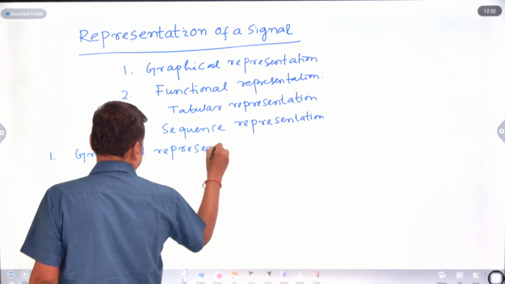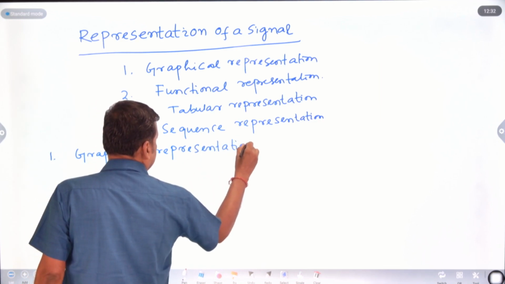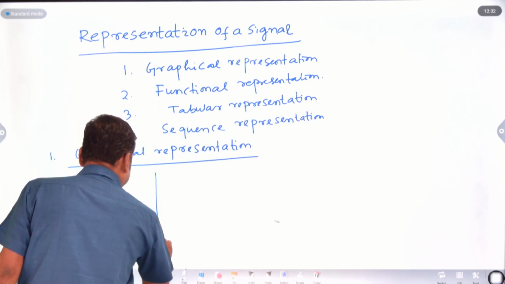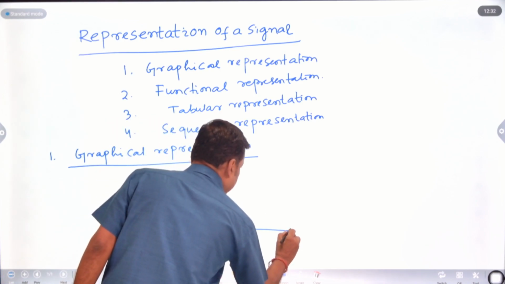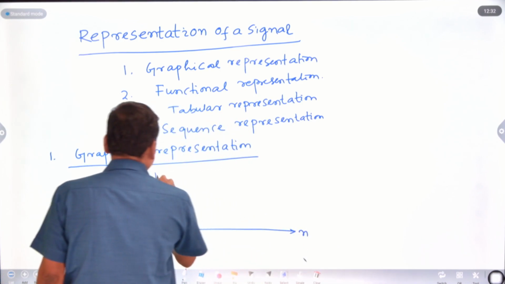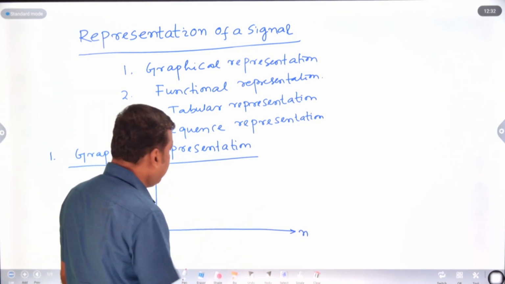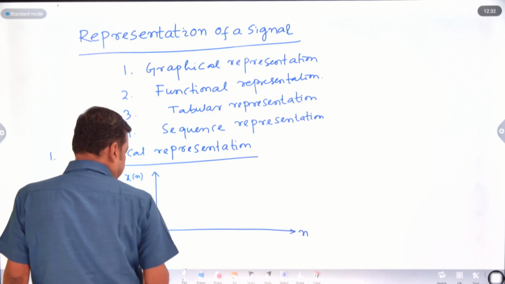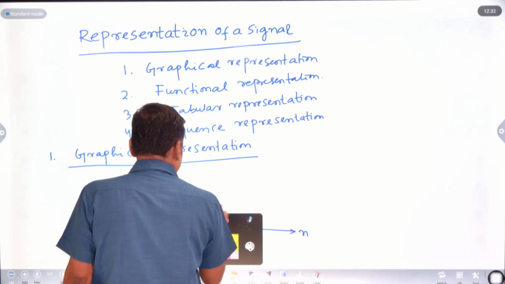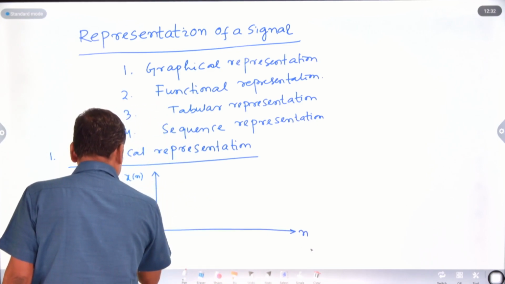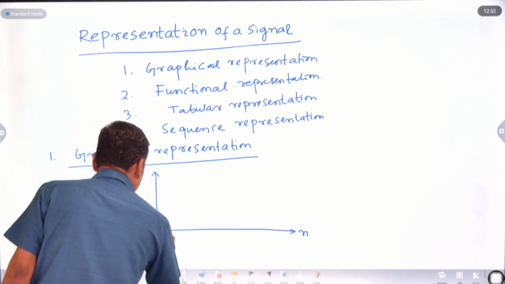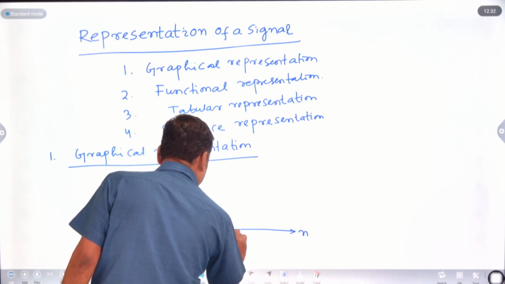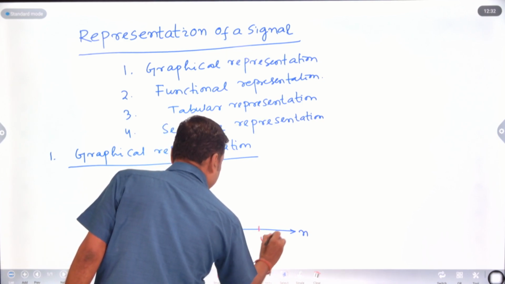Graphical representation of a discrete signal. In a graphical representation, the x axis is your n and the y axis is x of n. Here I can write n equal to 0, this is -1, this is 1, this is 2, 3, this is 4, 5.